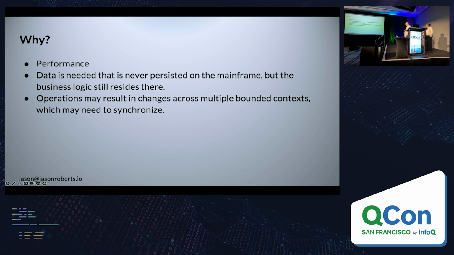The third reason is operations may result in changes across multiple bounded contexts. That's not unexpected. There are events that can cascade to different types of data. That's totally something that you would expect in a complicated business application.